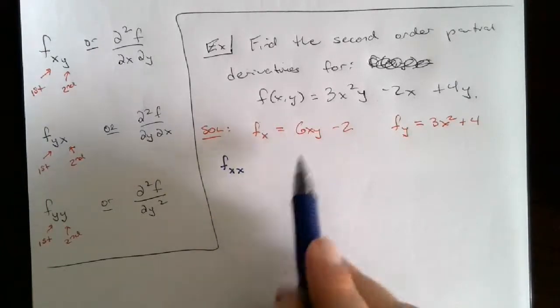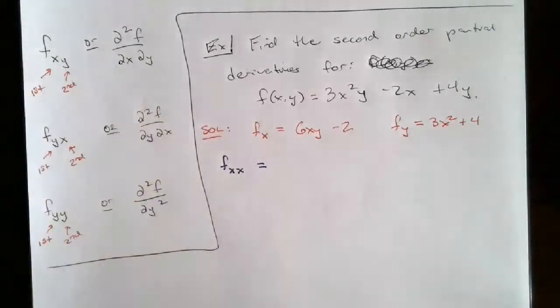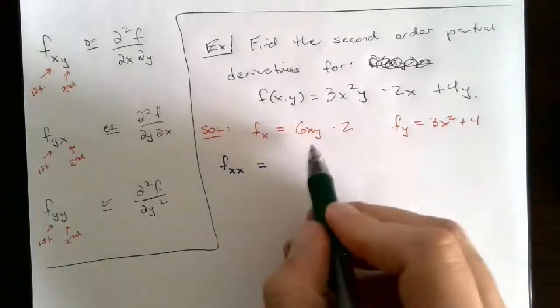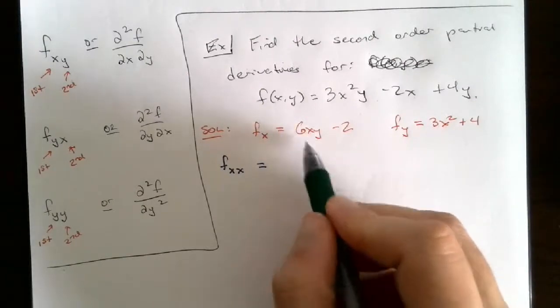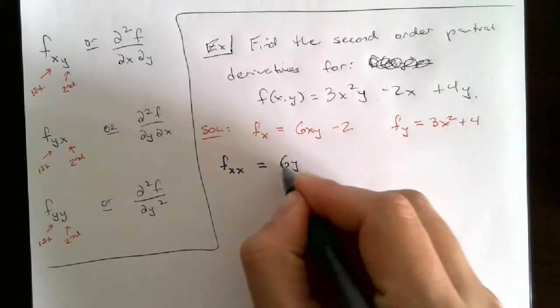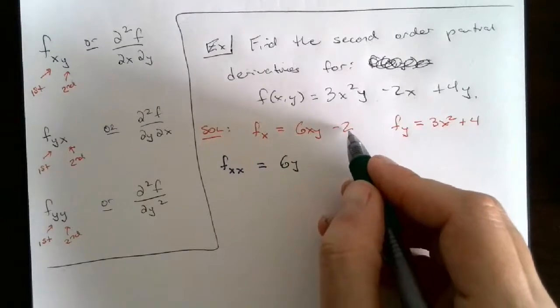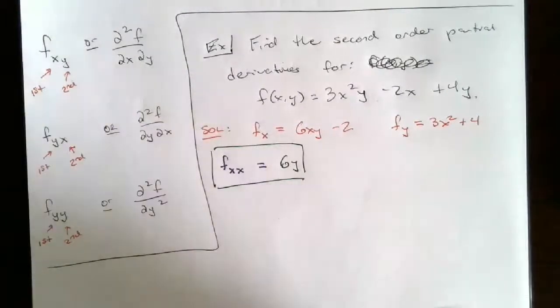So what's the derivative of 6xy minus 2 with respect to x? The 6 and the y are constants, x is the variable, so the derivative of x is 1, and 1 times 6y is 6y. The derivative of negative 2 with respect to x is a constant, so it's 0. So the first one is just going to be 6y.